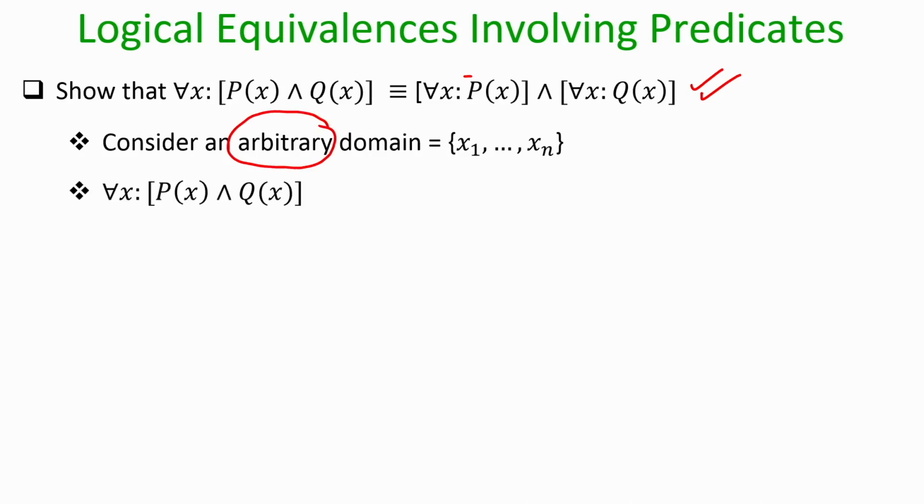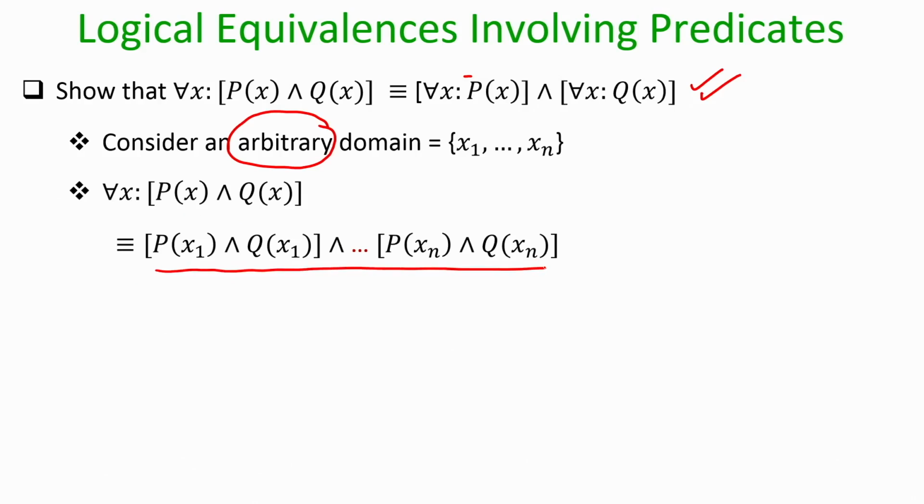So, let us start with the LHS part here. What is the LHS part? The LHS part says that for all x, the conjunction of P of x and Q of x is true. Now, remember, for all x, P of x conjunction Q of x is true if the properties P and Q are simultaneously true for every x value in your domain. That means this conjunction should be true.